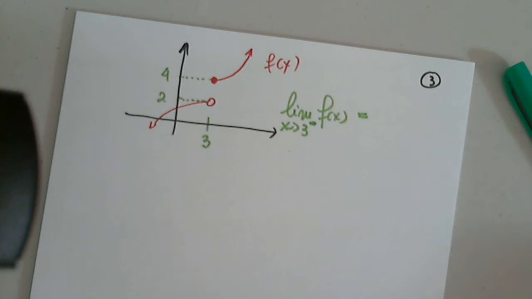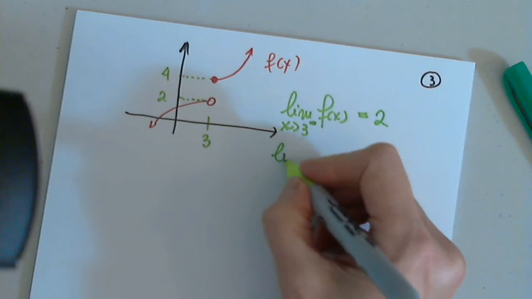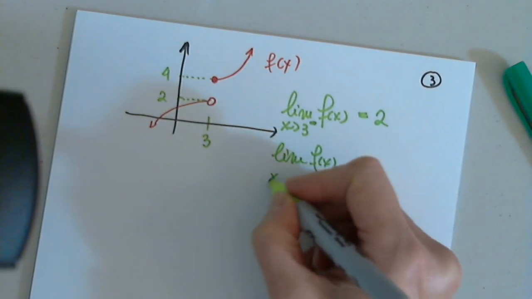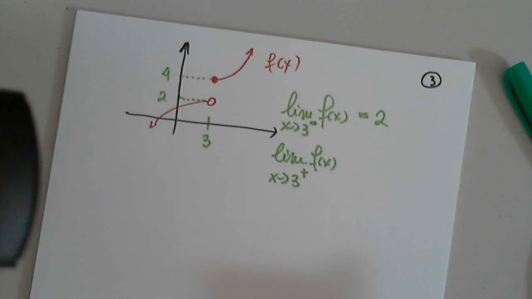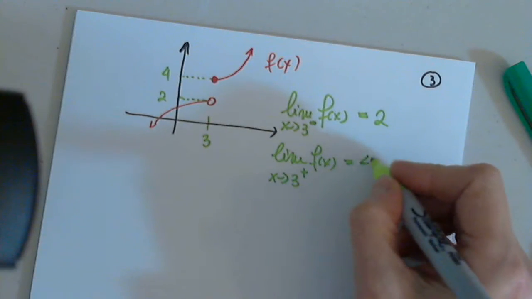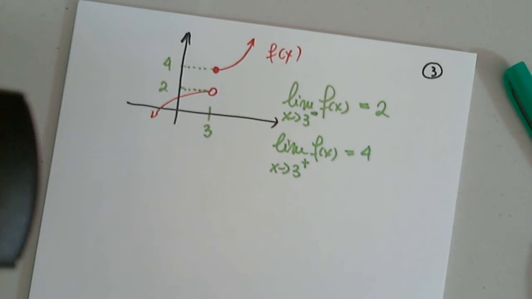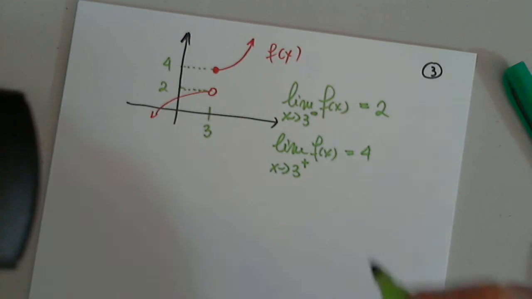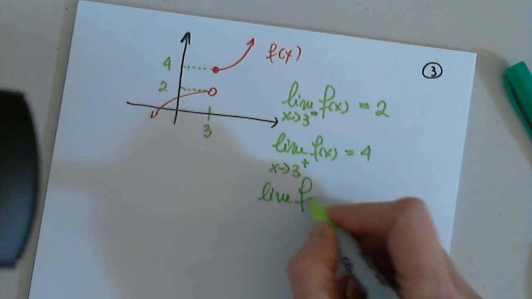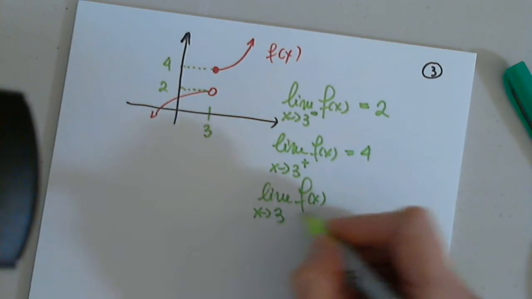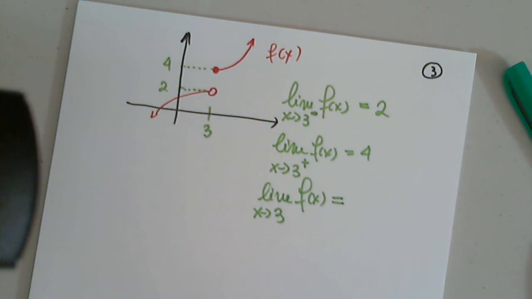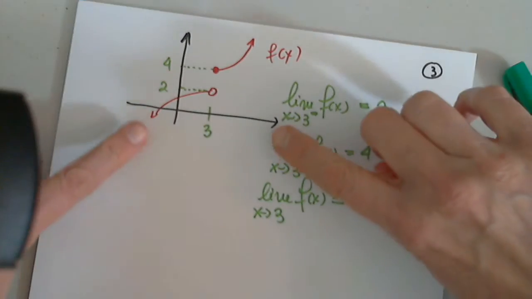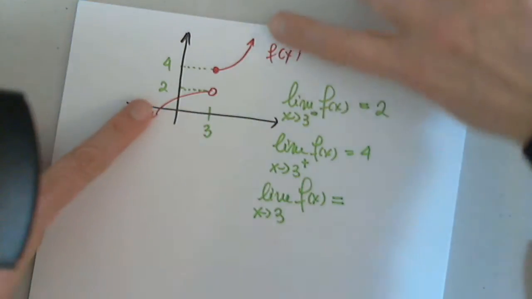Would it be 2? Perfect. What is the limit of f of x as x approaches 3 from the right? Who said 2? Sorry. Brianna. Thank you. It would be 4. Do you all agree with 4? And now I'm going to ask you, what is the limit of f of x as x approaches 3 from either side? X approaches 3 from either side.